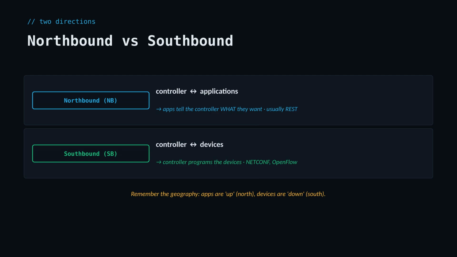Now, those API contracts run in two directions, and the easiest way to keep them straight is geography. Picture the controller in the middle. Everything above it is northbound. That's where your applications live, telling the controller what they want, usually over REST. Everything below is southbound. That's where the controller reaches down to program the actual devices, using protocols like NETCONF or OpenFlow. Apps up north, devices down south. Hold on to that mental map, because the rest of the module builds right on top of it.